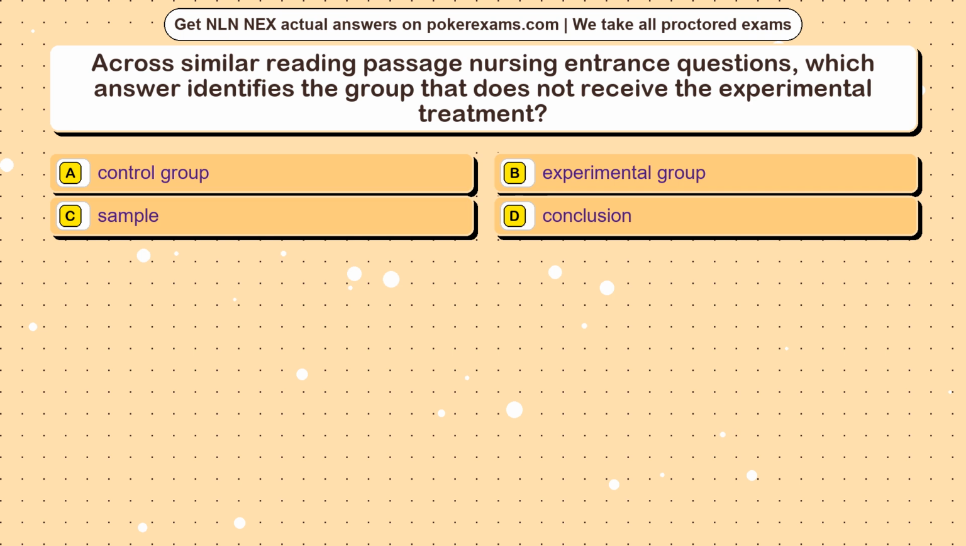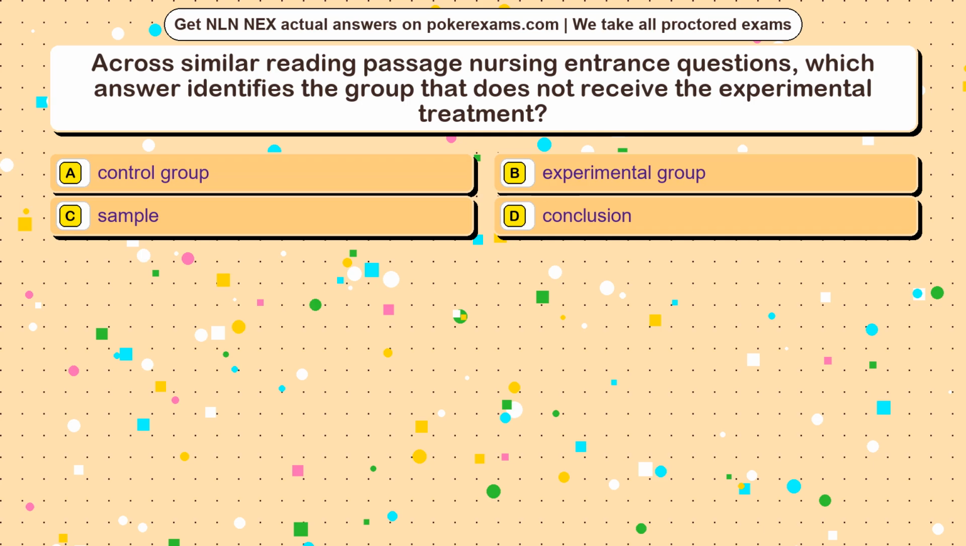Question 20. Across similar reading passage nursing entrance questions, which answer identifies the group that does not receive the experimental treatment? Option A, control group. Option B, experimental group. Option C, sample. Option D, conclusion.